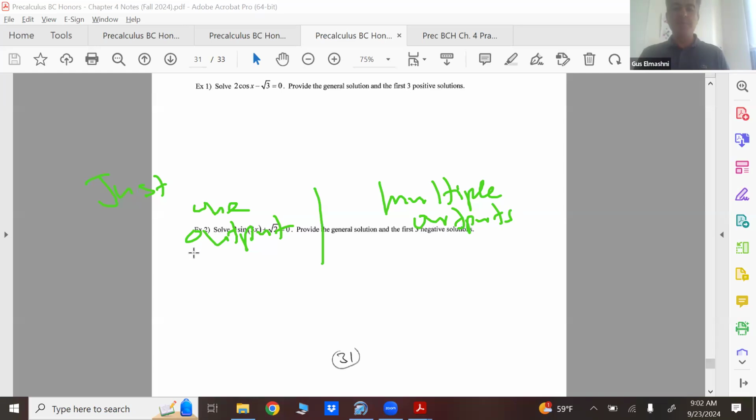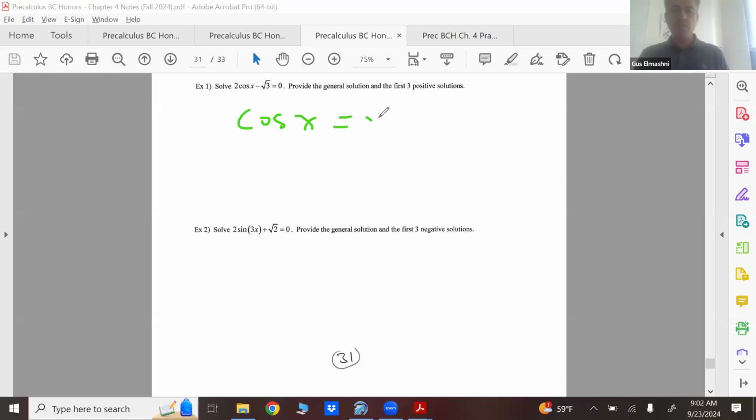Okay, example 1. Let's look at this one here. So all you're doing is this. Cos x equals root 3 over 2. Now notice I asked 2 things: the general solution and the first 3 positive solutions. Not that hard. First of all, where's cosine going to be root 3 over 2? What quadrant can I start with? Q1, and that's going to be at pi over 6.